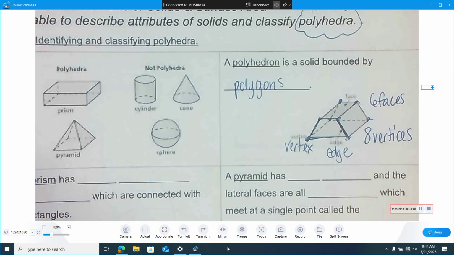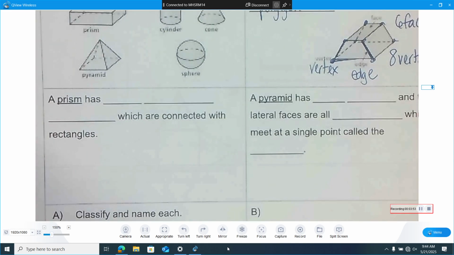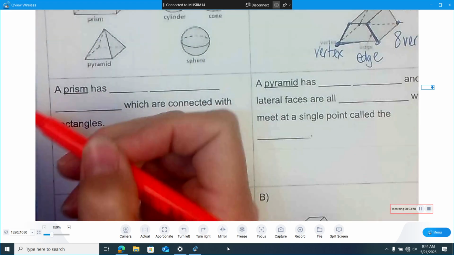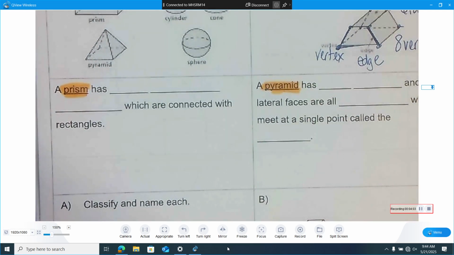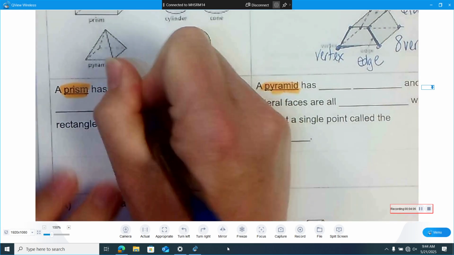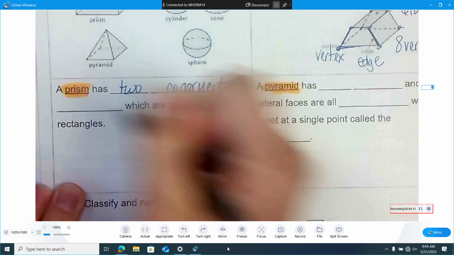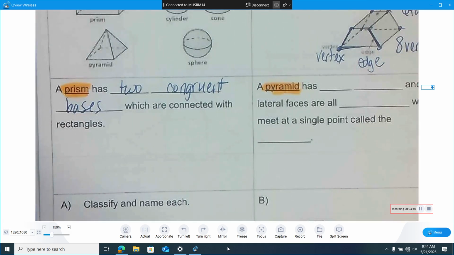So a couple of vocabulary words here. We have 2 different types of polyhedra. We have prisms and we have pyramids. And it's important to be able to recognize the difference. So a prism has 2 congruent bases, which are connected by rectangles. So all prisms have bases that are connected with rectangles.